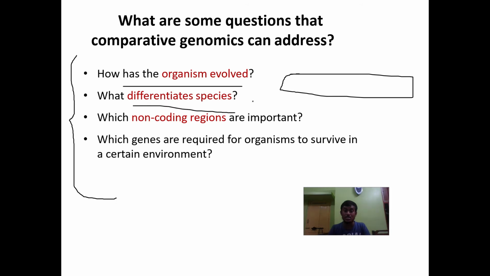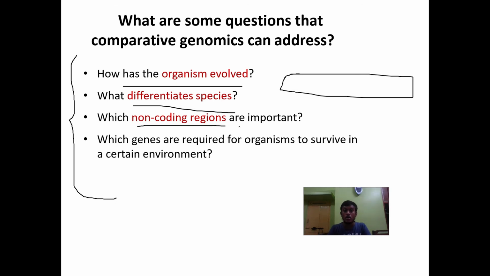What differentiates species? So we can understand the differential identity, or something that differentiates these two species, with the gene similarity or dissimilarity in the relationship.